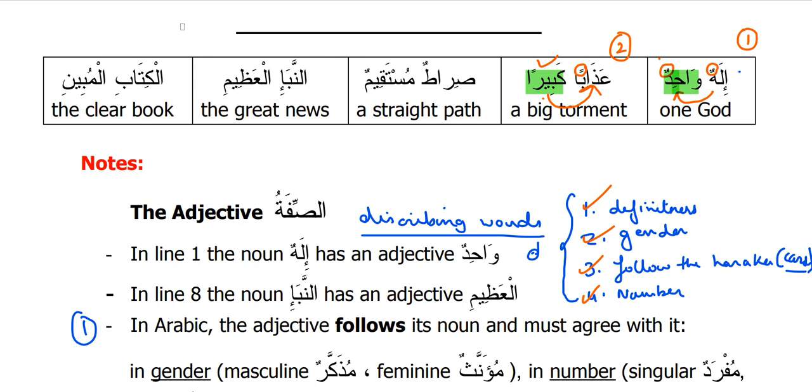Now here we have mustaqimun. So is it a sifa or not? Let's match. Tanween, yes, tanween. Nakira, nakira, male, male. Then definiteness. This is indefinite, and this is also indefinite.